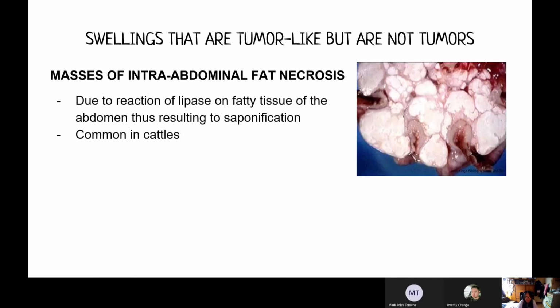So last, we have the masses of intra-abdominal fat necrosis. It is due to the reaction of lipase on fatty tissue of the abdomen, which results in saponification, and this is actually common in cattle.